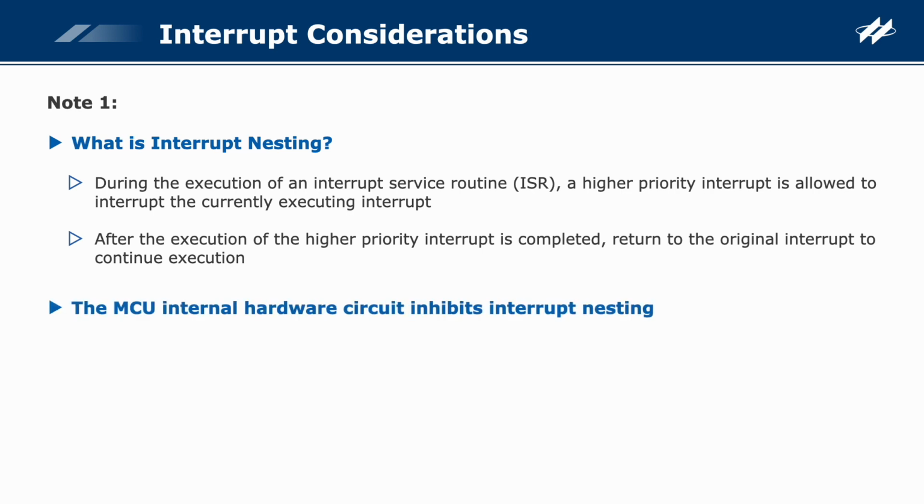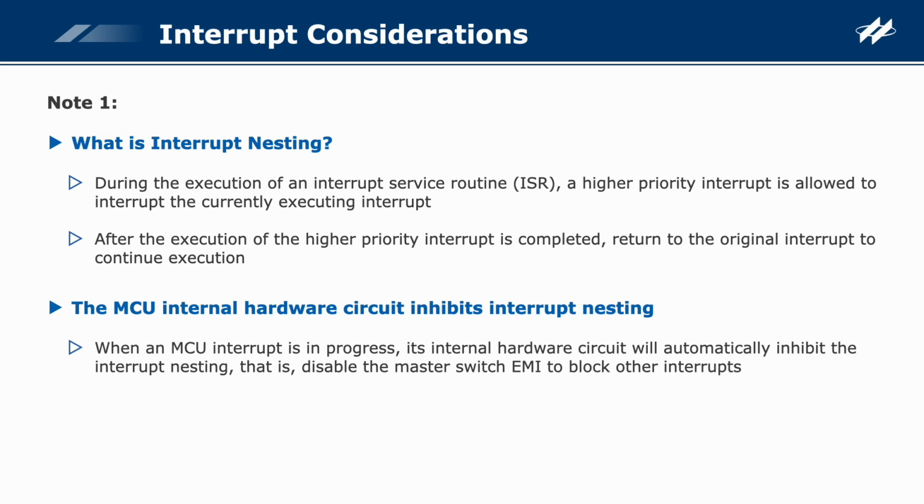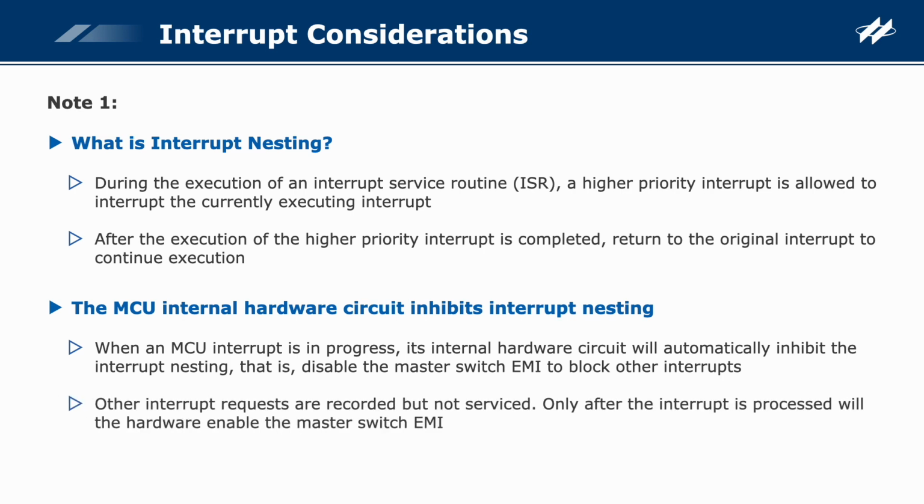However, the MCU internal hardware circuit inhibits the interrupt nesting function. When an MCU interrupt is in progress, its internal hardware circuit will automatically inhibit the interrupt nesting, that is, disable, turn off, the master switch EMI to block other interrupts. Other interrupt requests are recorded but not serviced. Only after the current interrupt processing is completed will the hardware enable the master switch EMI, causing the system to accept the interrupt request again.